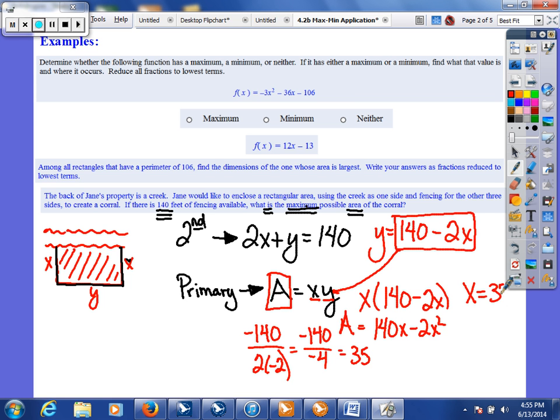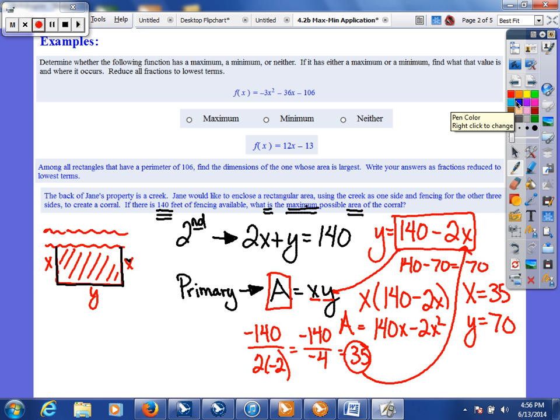How do I find the y value? Well, to find the y value, I back substitute this into the secondary. Remember, that's what we know stuff about. So I come right up here and I substitute into the secondary. So you use the secondary in the primary to find the x value of the vertex. Then you take the x value of the vertex and plug it into the secondary in order to figure out what the other value is. So we end up getting 140 minus 70, which in this case is 70. And there we go. Now that's not our answer. 35 comma 70 is not going to give us the right answer.